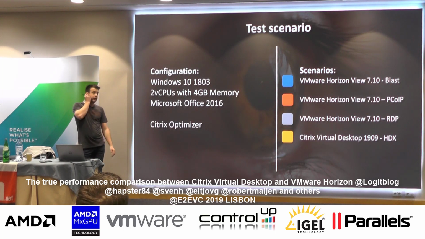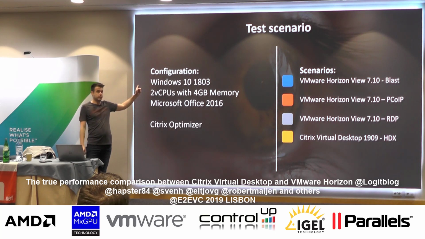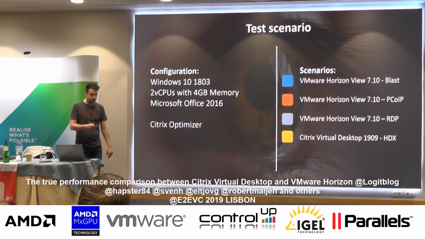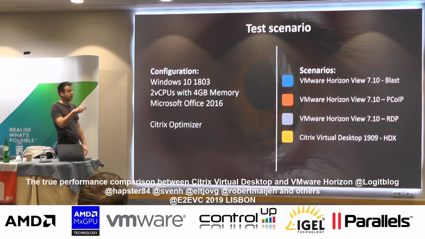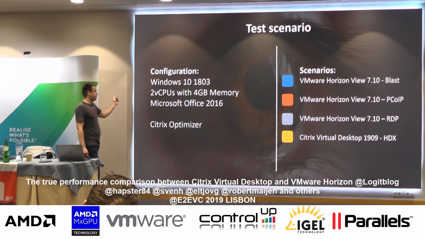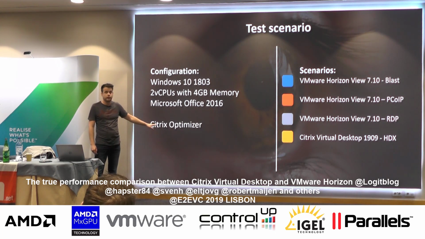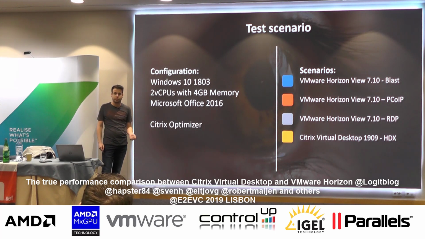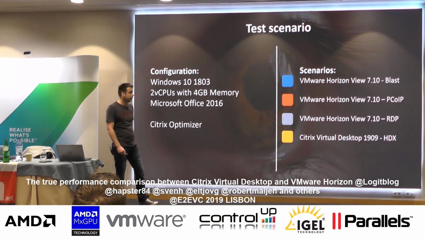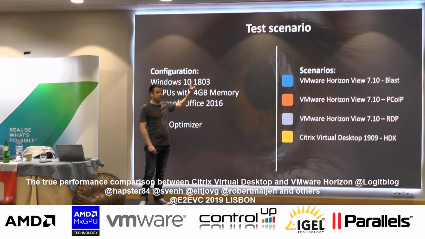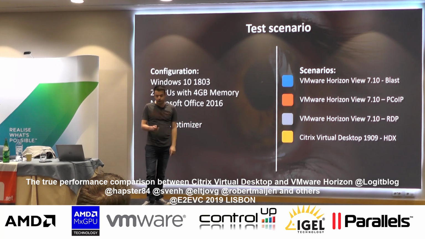So for the scenario, we use Windows 10, 1803. The reason for that is that I had an issue using 1809, including with the latest Citrix version. I couldn't install or create the machine catalog. So we configured 2 vCPUs with 4 gigs memory, Microsoft Office 2016, and everything is optimized using the Citrix Optimizer. So it's just the default template that's recommended by the Citrix Optimizer. Represented in the blue one, we got the BLAST protocol. Orange we got PC over IP, RDP, and in yellow we got the Citrix HDX.